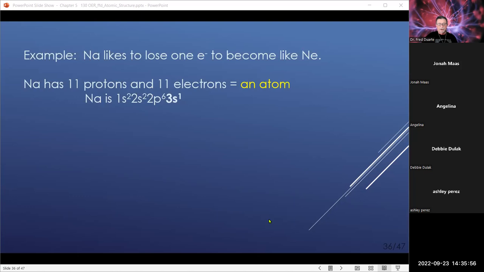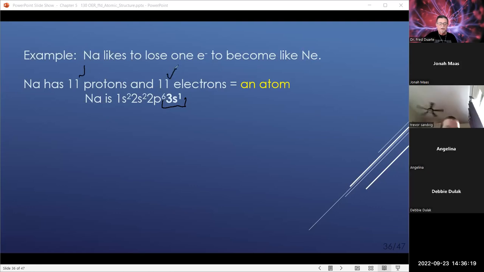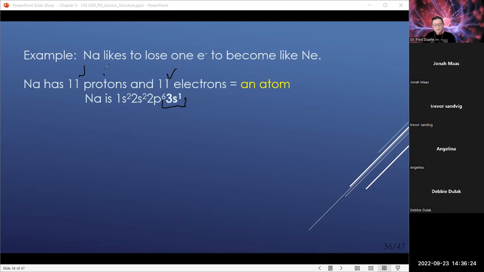So what is happening here? Well, let's take a look at the electron configuration of sodium, which is 1s2, 2s2, 2p6, and 3s1. The valence electron is in the 3rd energy level. Okay, so it has 11 protons and 11 electrons as an element. So the net charge is equal to 0, right? I've got 11 positives, 11 negatives, they cancel each other out.